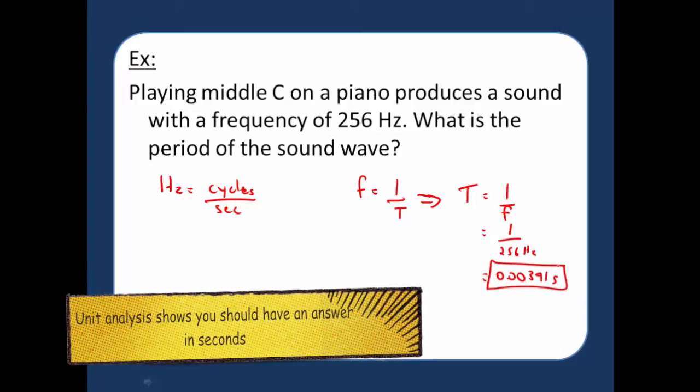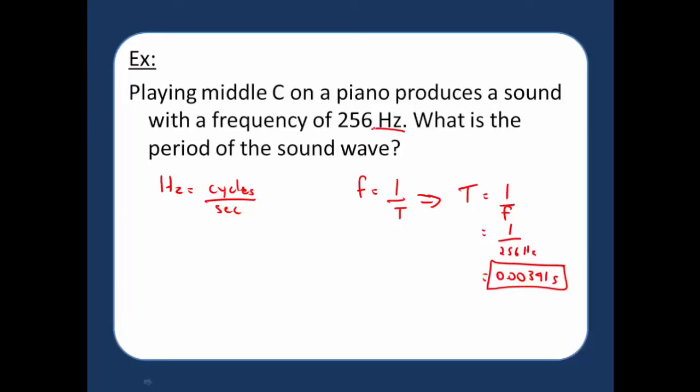Now, one thing I'm going to point out is the idea that hertz can use the prefixes just like distances and times and whatnot. So watch out for gigas and megas, because if those are the case, this wouldn't just be 256, it'd be 256 times 10 to the whichever value we're looking for.